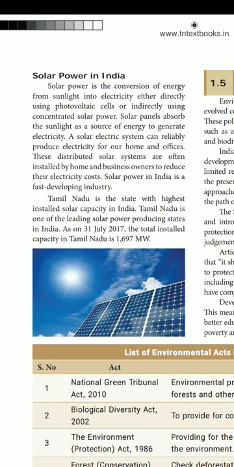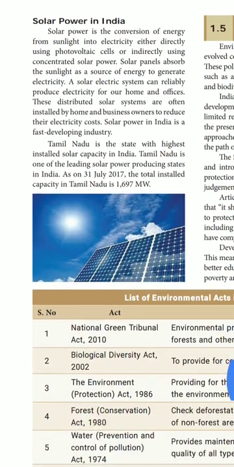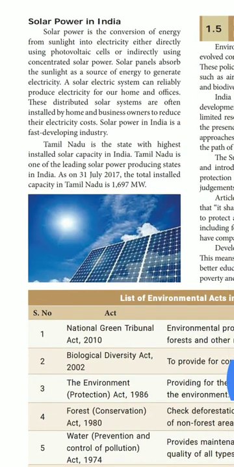Solar power is the conversion of energy from sunlight into electricity, either directly using photovoltaic cells or indirectly using concentrated solar power. The solar panel absorbs the sunlight as a source of energy to generate electricity. How are we getting electricity from the solar panel?